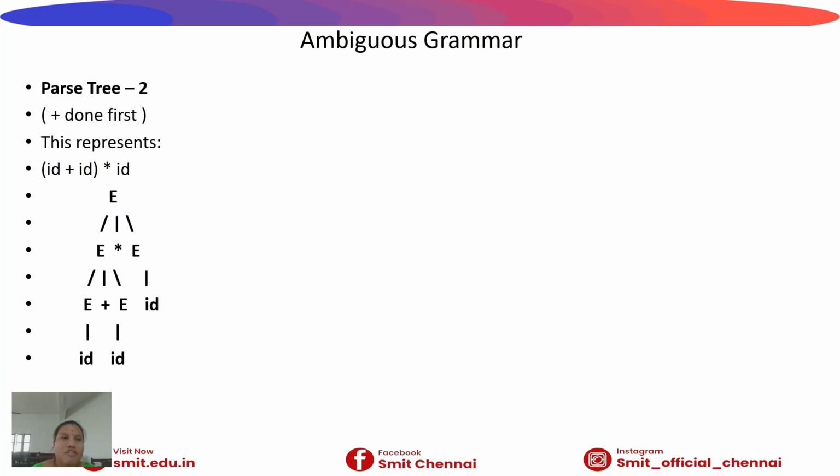In the second tree, the plus operation is done first, so id plus id in brackets, and then star id. E is the start symbol, giving E star E. The first E becomes E plus E, each substituted by id, with the star and the last id. So the final string id plus id star id is obtained.